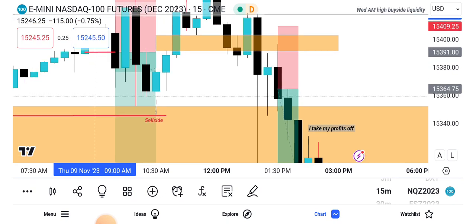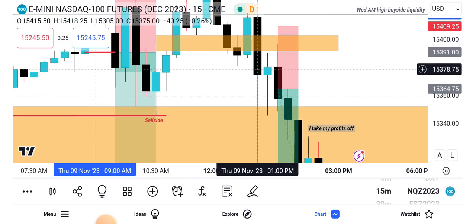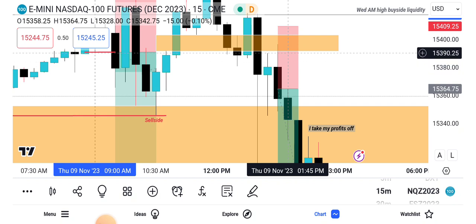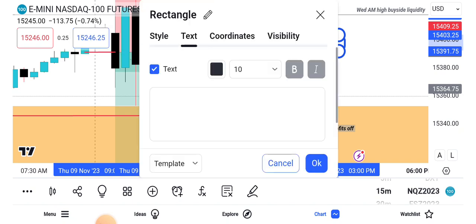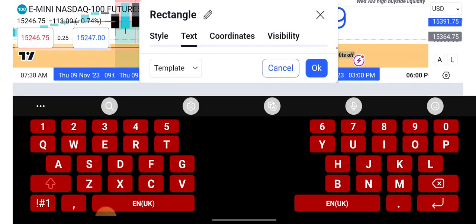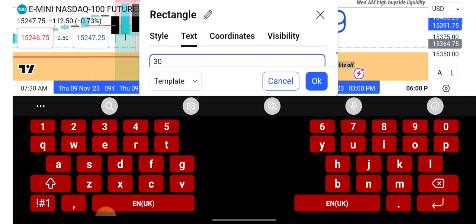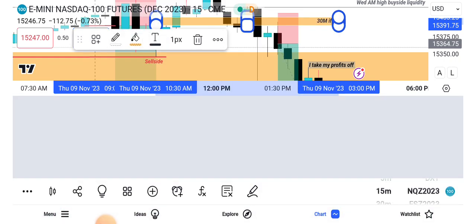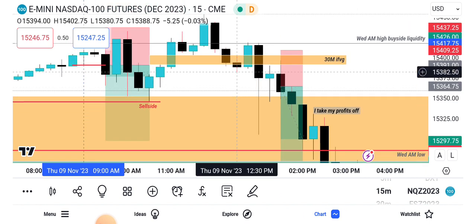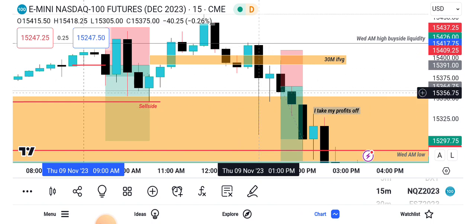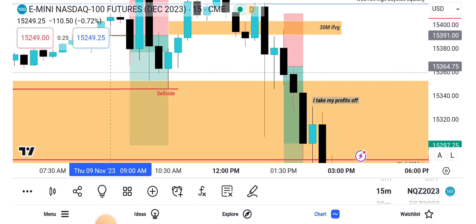Okay, yeah, so we can see here price did this, creating this market structure shift. It didn't create a fair value gap here, but price did trace to the 30 minutes inversion fair value gap, and this is a 30 minutes inversion fair value gap. Yeah, it retraced into it, and also we have this low, high, lower low. We have a breaker there, that is this bullish.